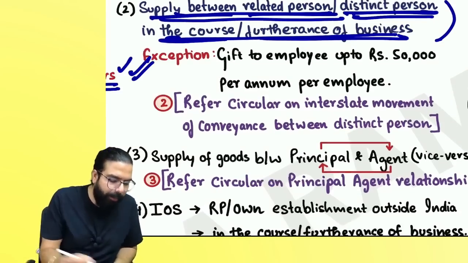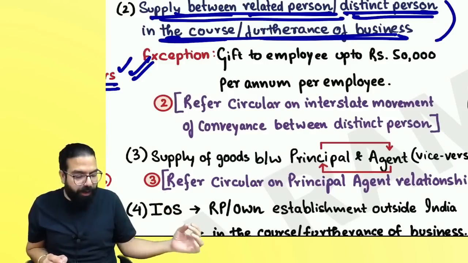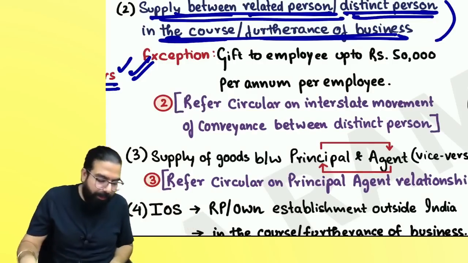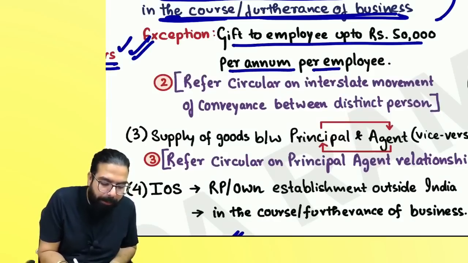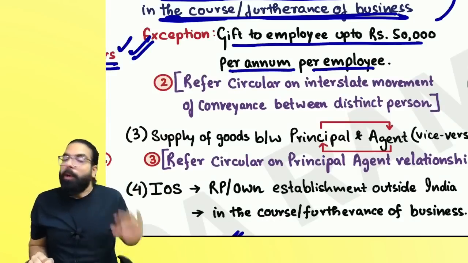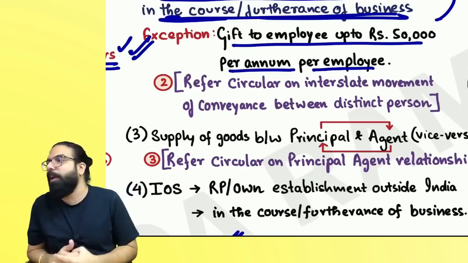But here one exception is there. When you are giving a gift to your employees up to 50,000 per annum per employee, it shall not be a supply. Are we clear, everyone? Gift to employee per annum per employee, up to 50,000 it is not a supply. You will not get ITC also. More than 50,000 it will be a supply. Giving a gift to your employee, you will get ITC also. Can we go ahead, everyone?